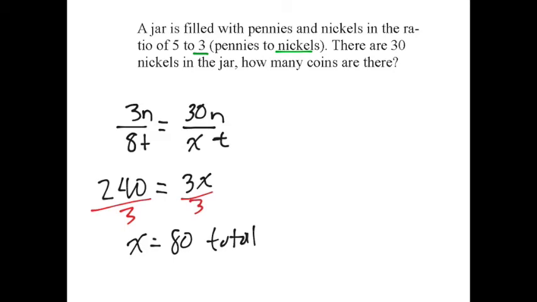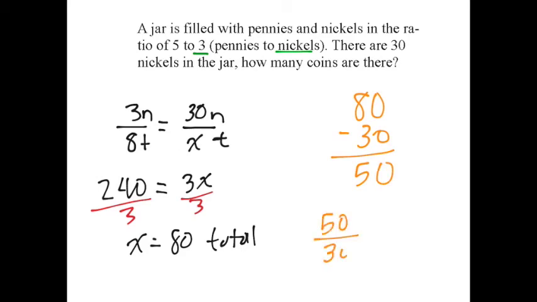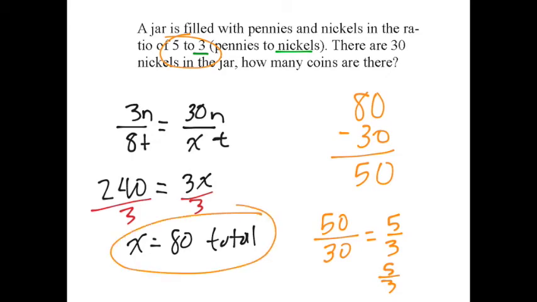And once again, we can check to make sure our ratio is correct here. We'll say if there are 80 total and 30 were nickels, then 50 have to be pennies. And if we put pennies over nickels, this equals 5/3. And if we do the same thing with the original ratio we had in the problem, you can obviously see that that is 5/3, so we've kept the ratio true, and thus the proportion works correctly, that there were 80 total coins.